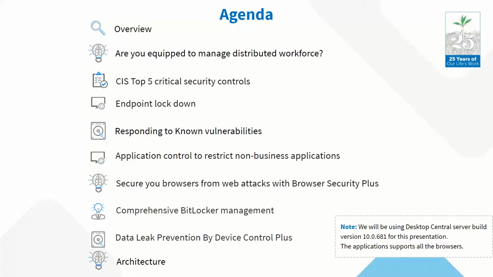And we'll be looking into the top 5 critical security controls that's suggested by the CIS. And I will show you how our product can help you to understand the top 5 critical security controls and how it can help you out in achieving it through endpoint lockdown and responding to different threats through a control, and then managing and securing the browsers using Browser Security Plus or Browser Security add-on.